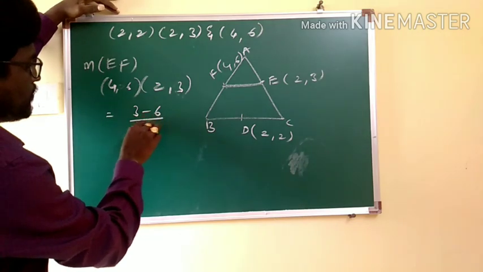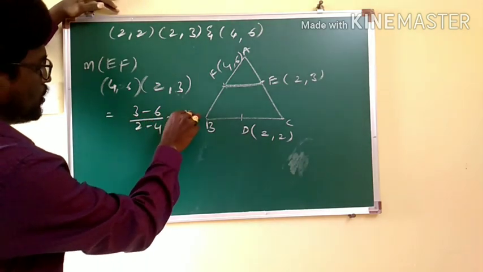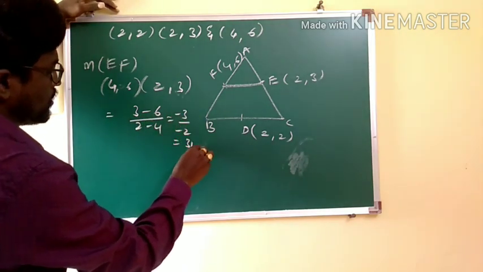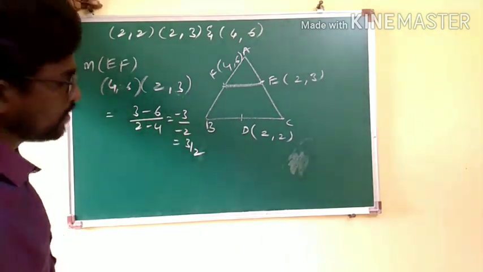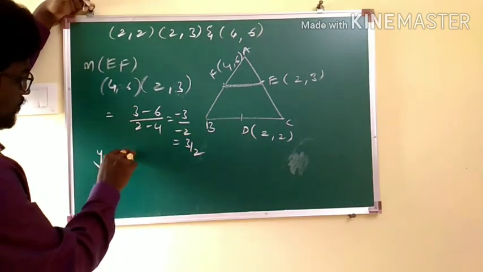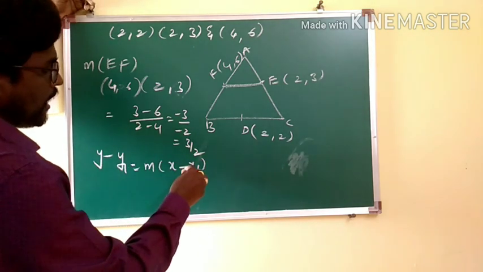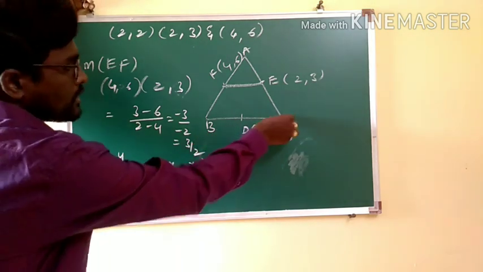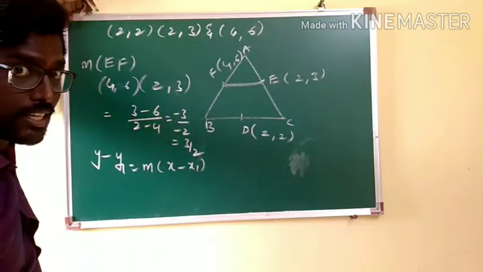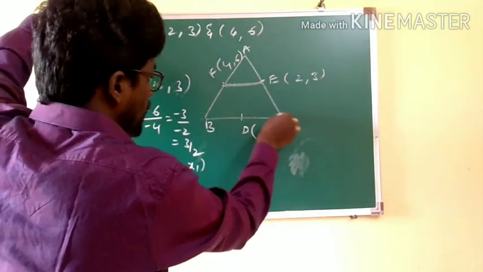3 minus 6 by 2 minus 4, which is equal to minus 3 by minus 2, which is equal to 3 by 2. Therefore, the formula y minus y1 is equal to m into x minus x1 we can use. Why? Already here we have got the slope of BC. What's the logic here? Here EF is parallel to BC.